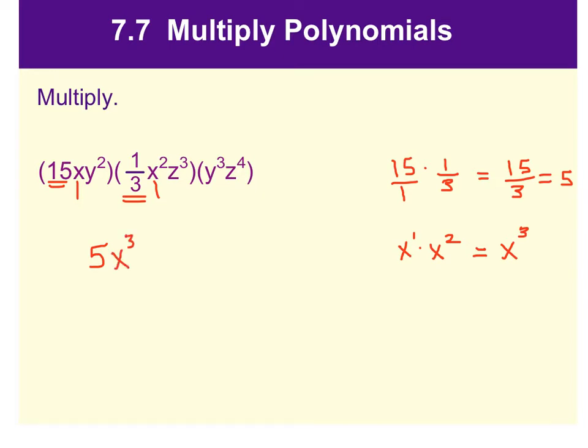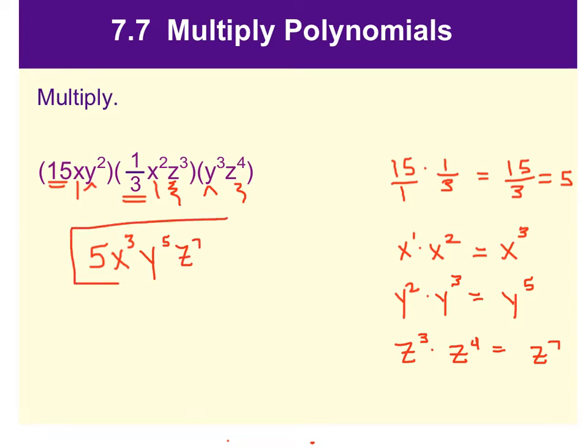Now I'm going to look to multiply any y's. I've got a y squared. So y squared times, in the second polynomial I don't see any y's, but I see one in that last polynomial. So y squared times y to the third power, add your exponents, you get y to the fifth. And now I look for any z's. I do see we have a z cubed times a z to the fourth. So z cubed times z to the fourth. Add your exponents and you're going to get z to the seventh power.